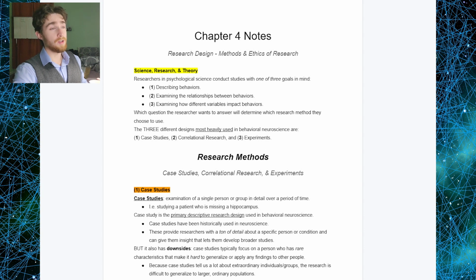The three different designs most heavily used in behavioral neuroscience are case studies, correlational research, and experiments. That is what we're getting into. Case studies, correlational research, and experiments. So, starting off with case studies. A case study is just an examination of a single person or group in detail over a period of time. Like, for example, studying a patient who is missing their hippocampus. Case study is the primary descriptive research design used in behavioral neuroscience.